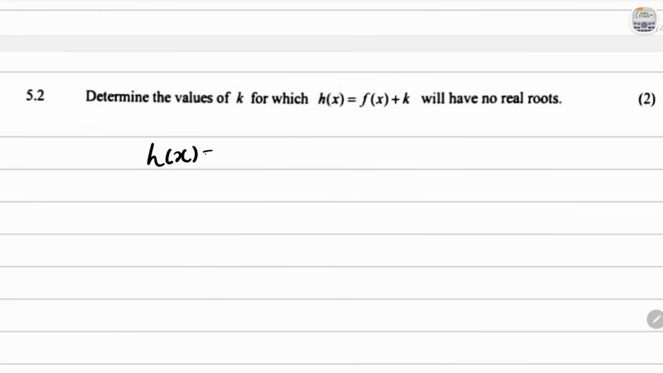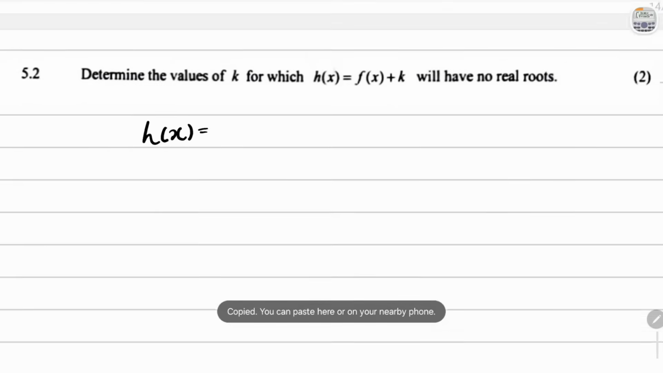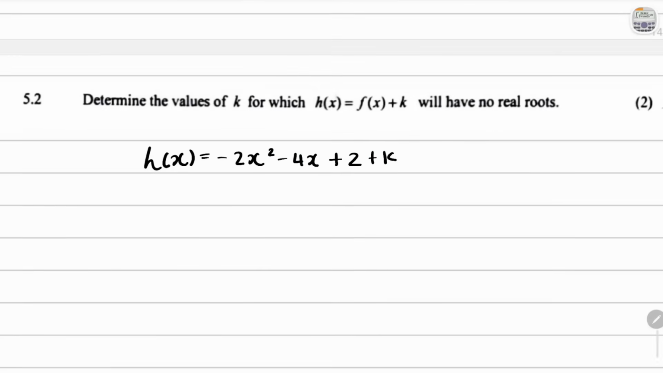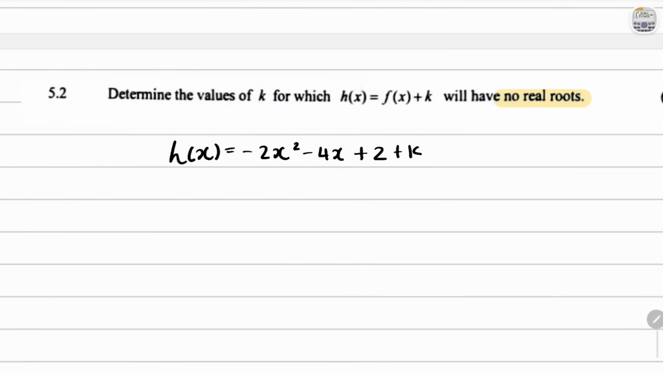We have h of x is equal to f of x, and we know this is f of x. So substitute that, and then of course plus k will have no real roots. Plus k. Okay. Now that we have this, here's what we can do. For you to have no real roots, we're going to look at what the discriminant should be.